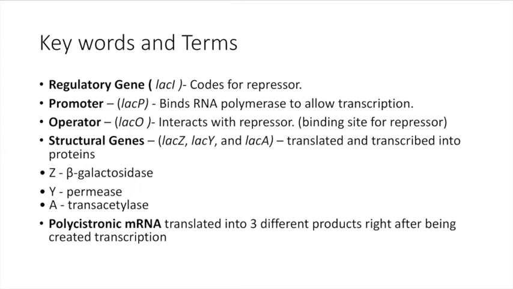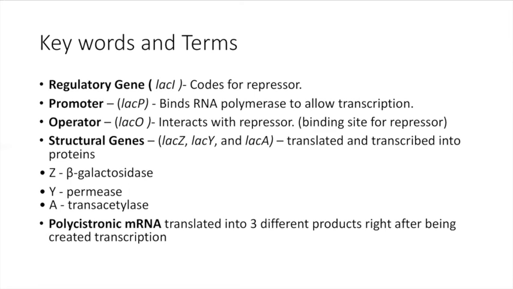Keywords and terms. Our regulatory gene, or lacI, codes for the repressor. The promoter, or lacP, binds RNA polymerase to allow transcription. Our operator, or lacO, interacts with the repressor. It's also known as the binding site for the repressor. Structural genes, or lacZ, lacY, and lacA, are transcribed and translated into proteins. Then you have your Z, Y, and A, and what they stand for, as you can see below.